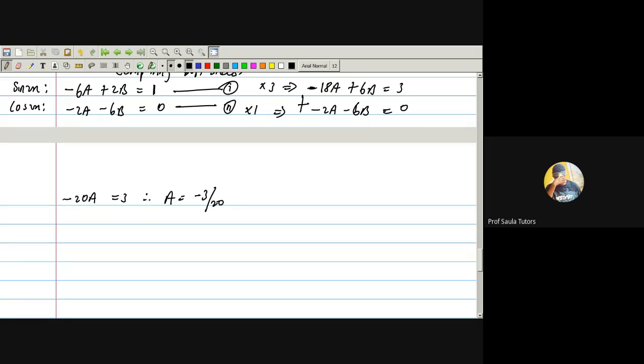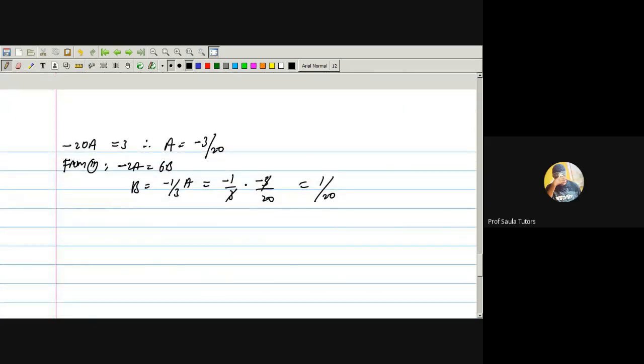So you have gotten that one. Okay, how do we now get b? Remember from equation 2, my b can be equal to, see what I'm having from equation 2 here. I have minus 2a equals 6b, and my b will be equal to minus 1 over 3a. That will be equal to minus 1 over 3 times minus 3 over 20. So this will cancel. I'll have 1 over 20. Do you get that?